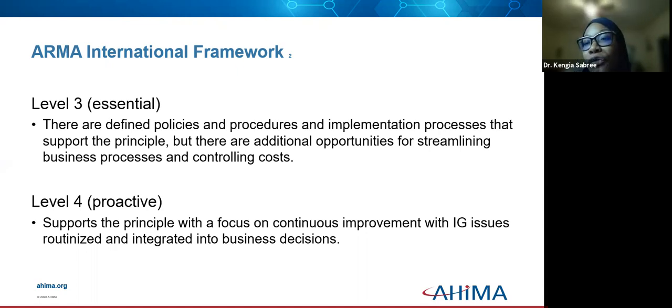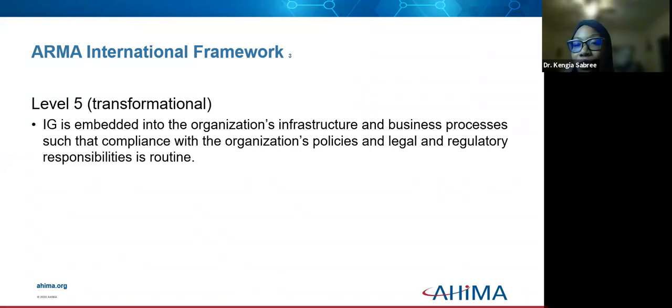Okay, so if it's a level 4, then you're being proactive. It supports the principles with a focus on continuous improvement, with information governance issues routinized and integrated into business decisions. And then if it's a level 5, it's more transformational. What that means is the information governance is embedded into the organization's infrastructure and business processes such that compliance with the organization's policies and legal and regulatory responsibilities is routine. So I hope that makes sense.